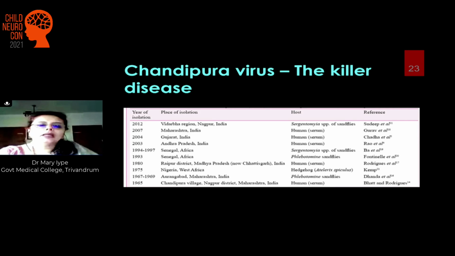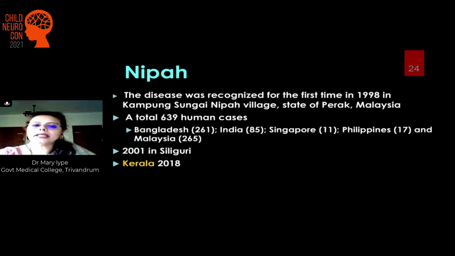Now, Nipah, the disease was recognized for the first time in Malaysia in 1998, and a total of 639 human cases have been reported, with 261 from Bangladesh, 85 from India, 11 from Singapore, 17 from Philippines, and in Kerala there was an outbreak in 2018, causing a lot of death.